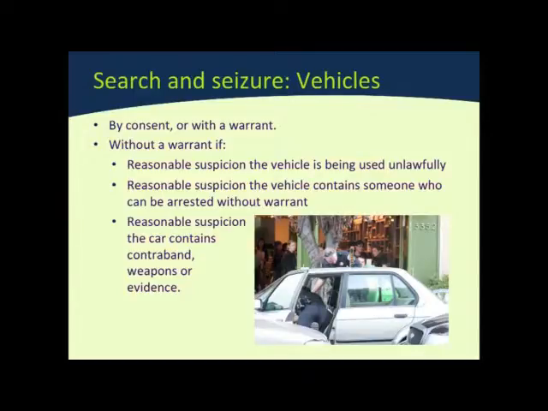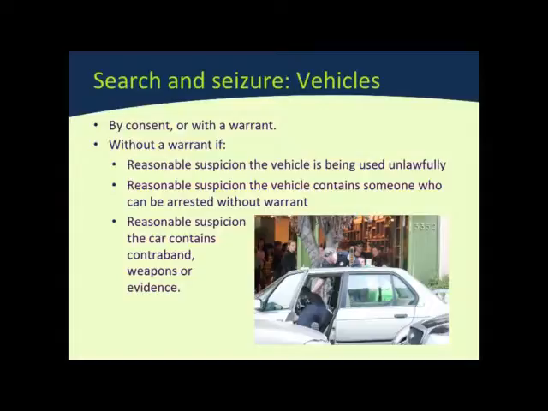Finally, if they have a reasonable suspicion that the car contains contraband, weapons or evidence. Now, this is one where, when you're looking at potentially a voir dire for a trial, you need to be really thinking, anytime police have searched a car, you need to start with the thought, well, how did they get their power to search the car?